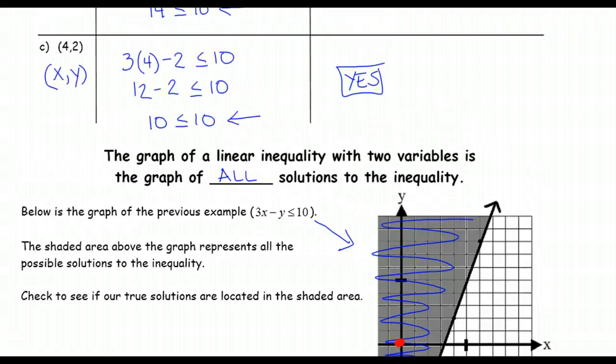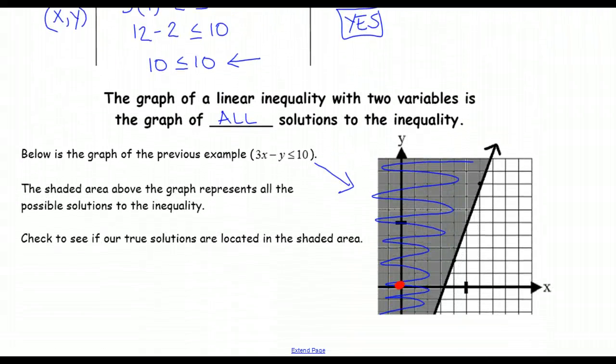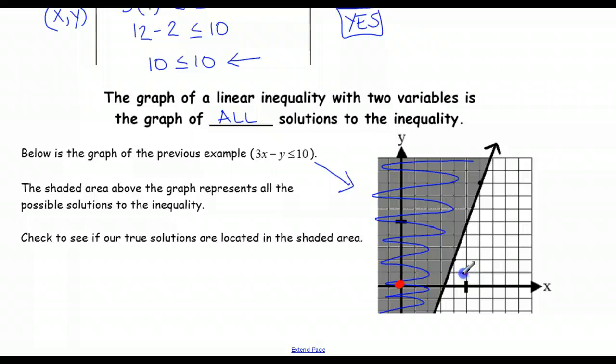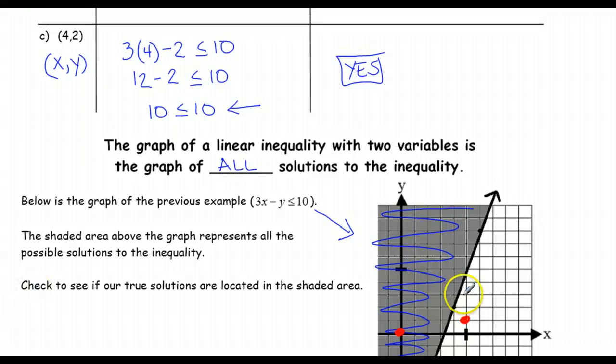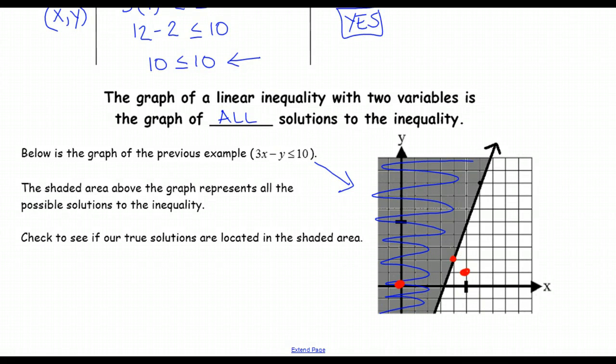The next solution we checked was (5, 1). (5, 1) is here. Notice that ordered pair is not in the shaded region, and that is why it is not a solution. And the last ordered pair we tested was (4, 2). Notice that that ordered pair is on our line. And because our line is solid, it is a solution. Let's go ahead and look at graphing these inequalities.